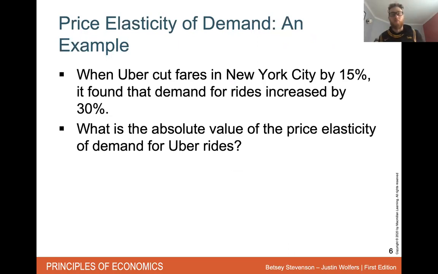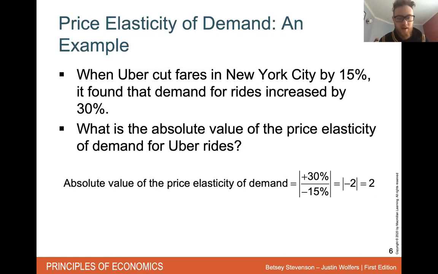Here's a quick example. When Uber cut fares in New York City by 15%, it found that demand for rides increased by 30%. What is the absolute value of the price elasticity of demand for Uber rides? The absolute value of the price elasticity of demand is equal to positive 30% over negative 15%, equal to negative 2. The price elasticity of demand is equal to 2. Pretty easy, right?